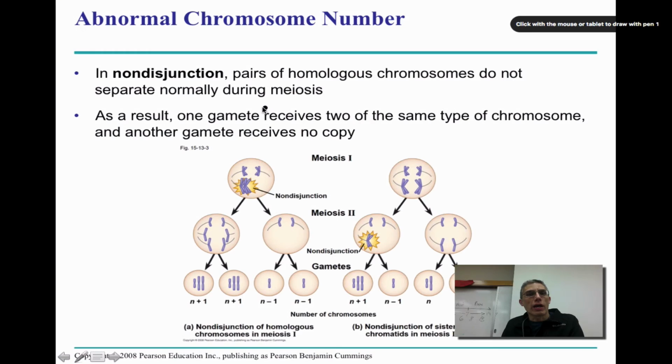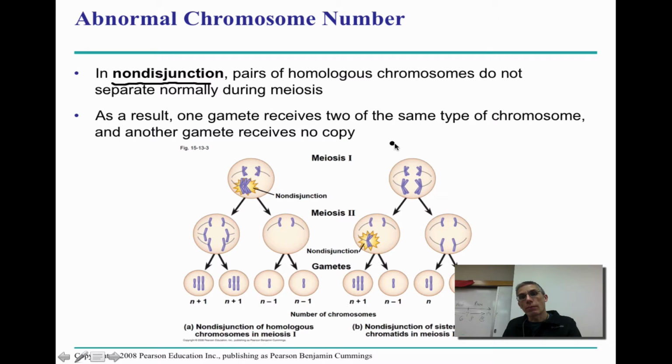Now, sometimes things occur during meiosis that cause problems with what we might expect in the phenotypes produced in the offspring. We talked about crossing over in the previous couple of screens, but now we're going to look at something called abnormal chromosome number. When you have chromosomes that are not quite the number that they should be, we know something has occurred during meiosis. We call this nondisjunction, which basically means pairs of homologous chromosomes that do not separate normally during meiosis.